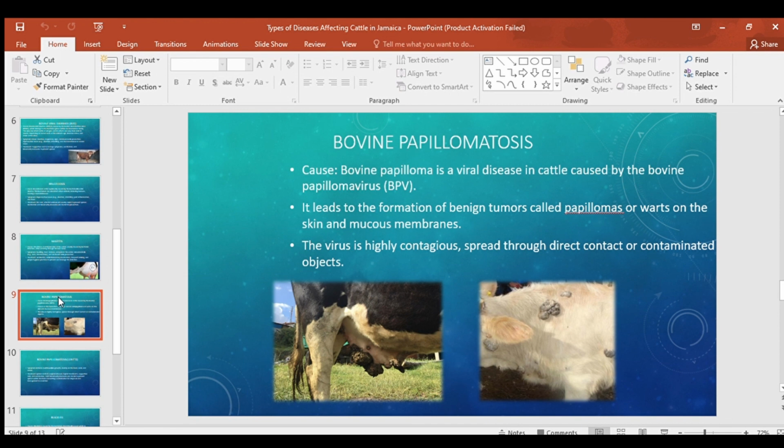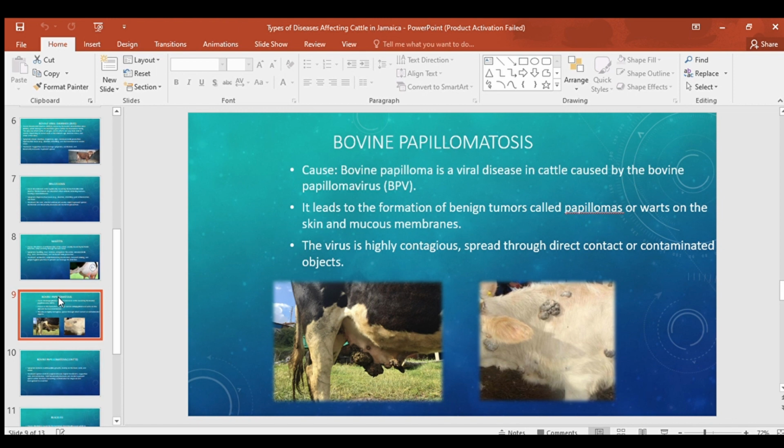Next on the list is bovine papillomatosis. Papilloma is a viral disease caused by the bovine papilloma virus. It leads to the formation of benign tumors called papillomas or warts on the skin and mucous membranes. The virus is highly contagious. It spreads through direct contact or contaminated objects.